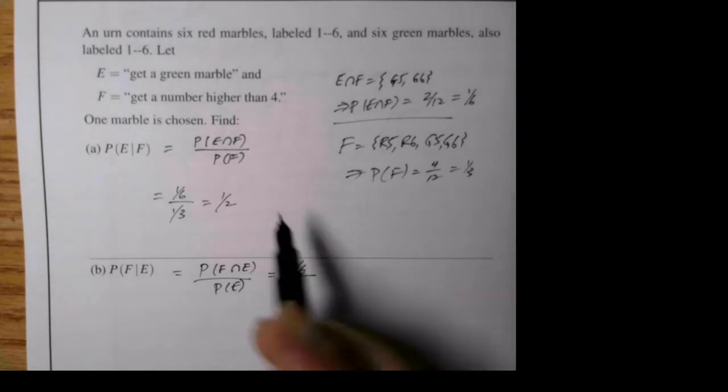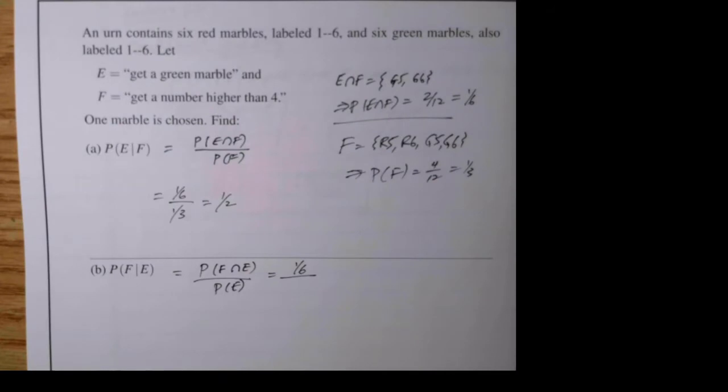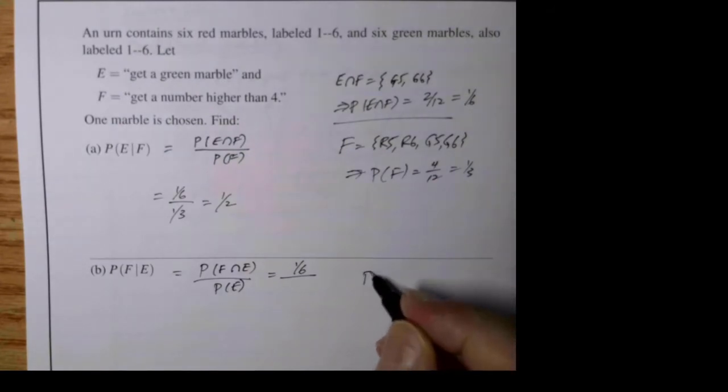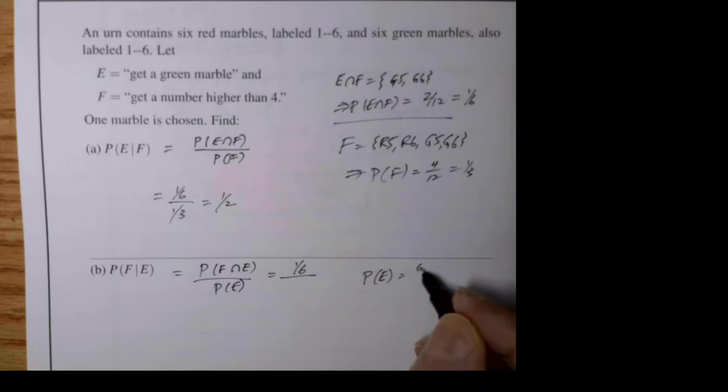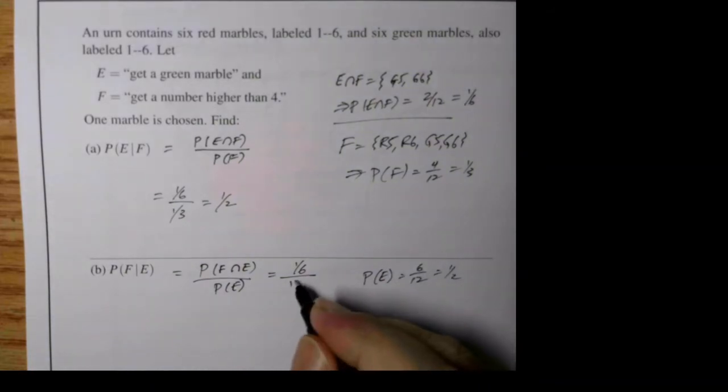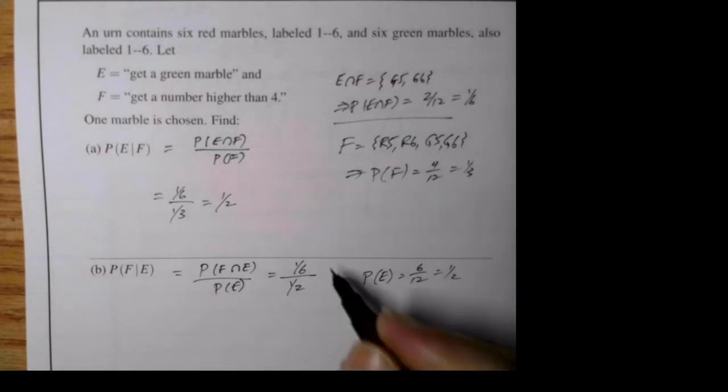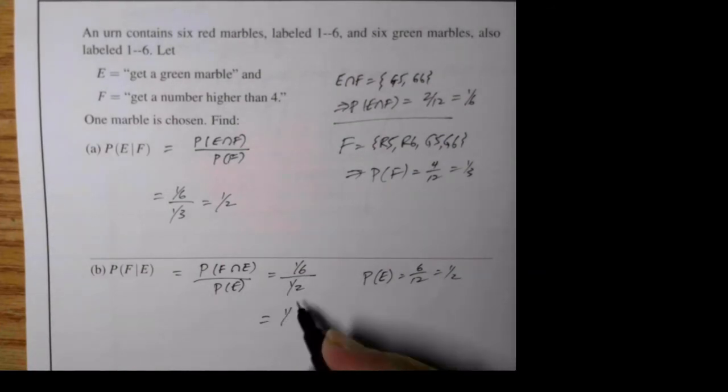And that's very simple because E is just get a green marble, and 6 out of the 12 marbles are green. So probability of E is just 6 out of 12, or 1/2. So the denominator here is 1/2. And when you divide those, you end up with 2/6 or 1/3. Okay.